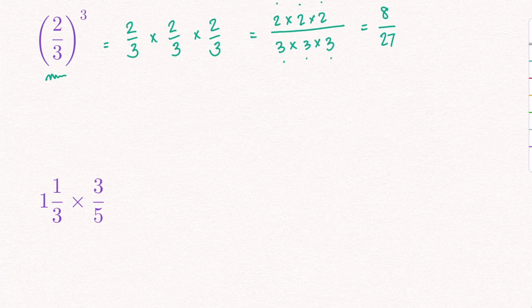Bottom question here, we have a mixed number, 1 1/3 times 3 over 5. When you have a mixed number and you're trying to multiply with another fraction, first step is to convert the mixed number into an improper fraction. So how do we do that?